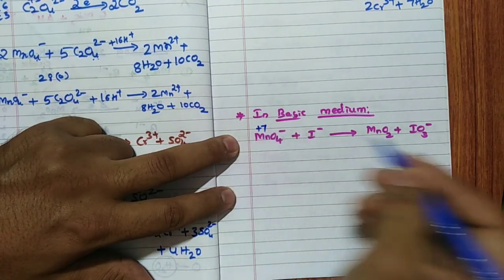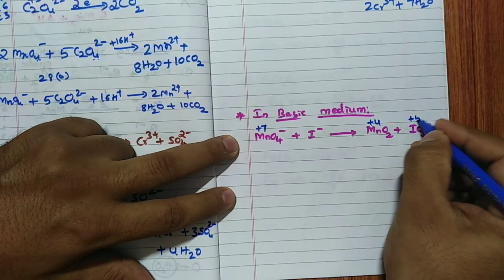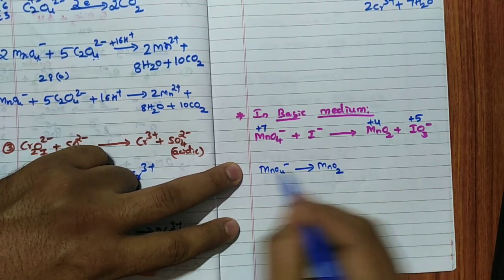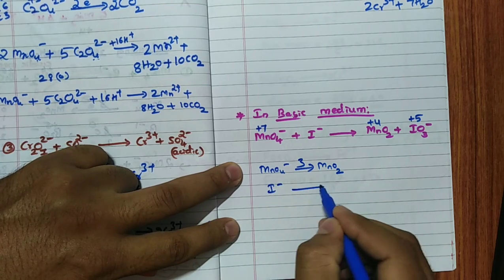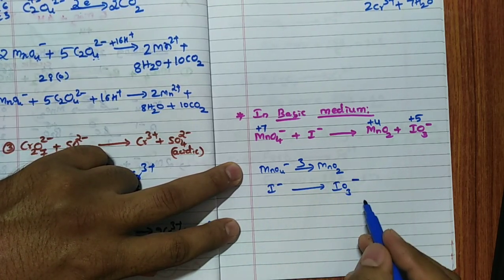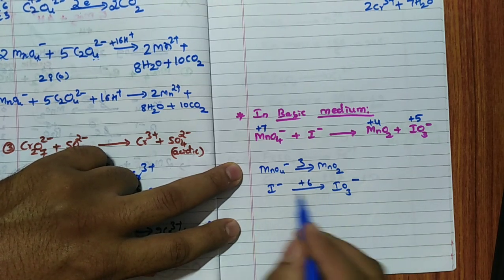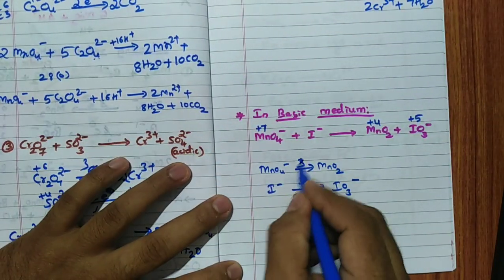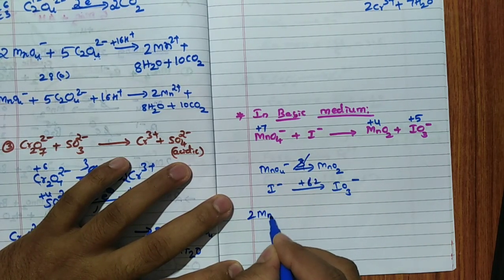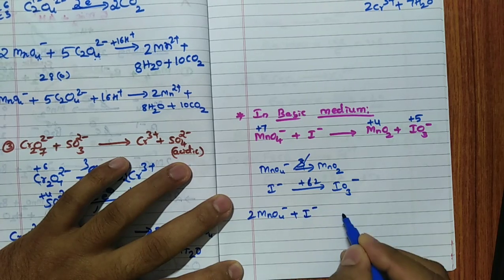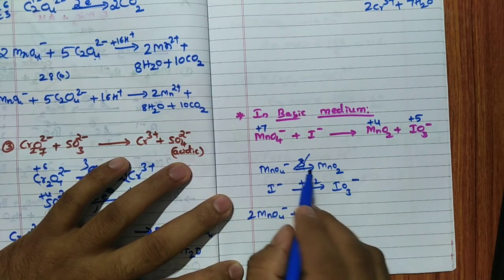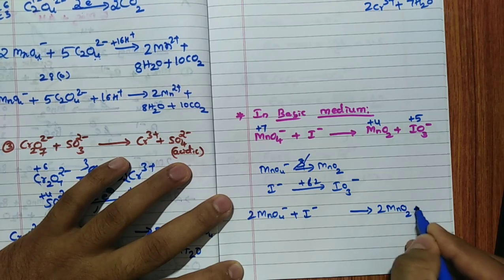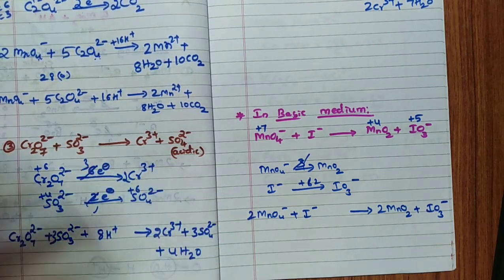See, one example: plus 7, plus 4, minus 1, here it is plus 5. Now, MnO4− to MnO2, number of oxidation states changes by 3. Then I− to IO3−, number of oxidation states changes by 6 here, because minus 1 to plus 5 means 6 unit change, right? Now, 3 1s are 3, 2 3s are 6, so 2 multiplied to Mn. So 2MnO4− plus I−, because it is 1, gives rise to 2MnO2 plus IO3−. You have written this and balanced this.